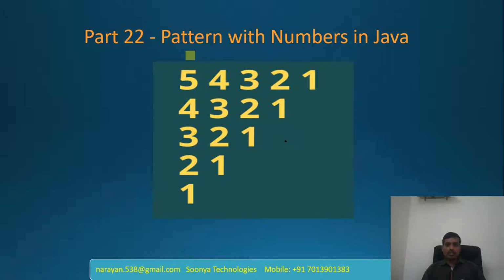Today I am going to discuss patterns with numbers in Java like below. In the first row we need to display 5, 4, 3, 2, 1. In the second row 4, 3, 2, 1, then 3, 2, 1, then 2, 1 and 1.